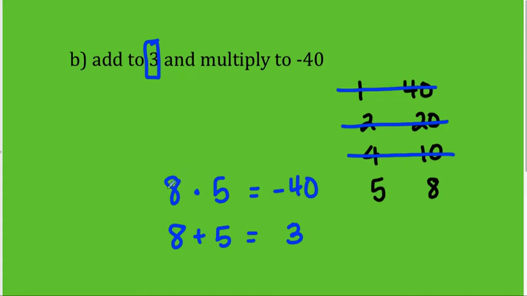Well, first of all, 8 and 5, one of them has to be negative. And if they're going to add to 3, that means that the 5 has to be the negative one. So I'm going to make the 5 negative, the 8's going to be positive. That way, when we multiply them, 8 times negative 5 would give me negative 40. So my factors are 8 and negative 5. All right, let's try another one.